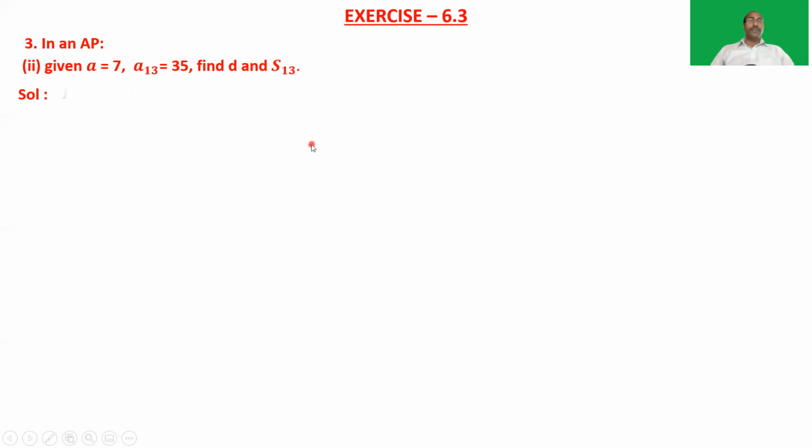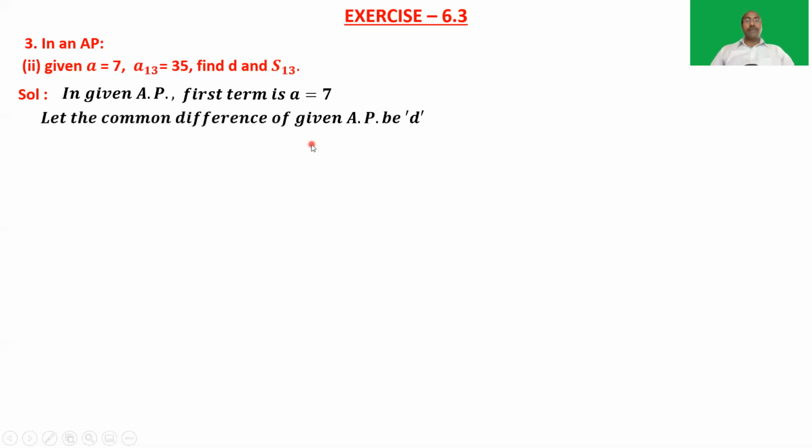Okay, so in given arithmetic progression, first term a is equal to 7. Let the common difference of given AP be d.